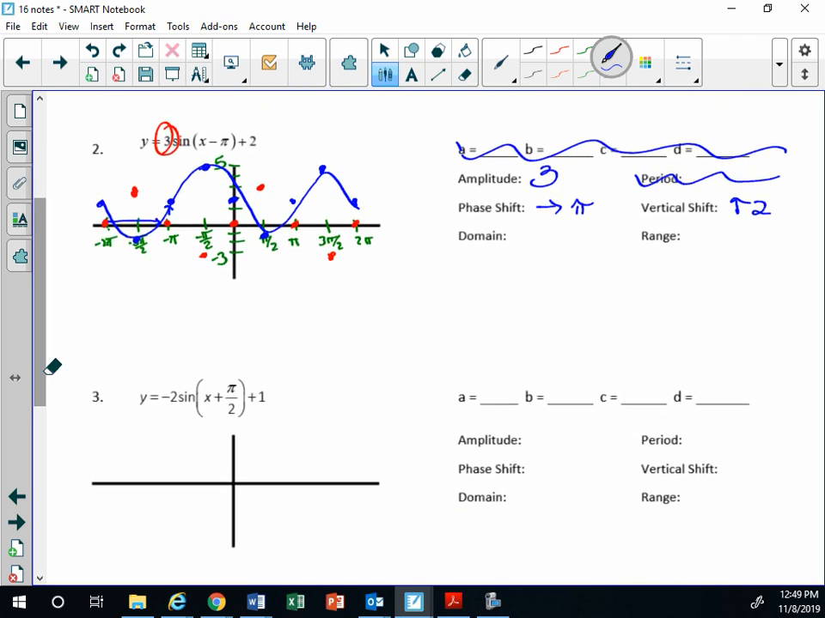Our domain is just negative infinity to infinity. Range, it looks like negative 1 to 5.